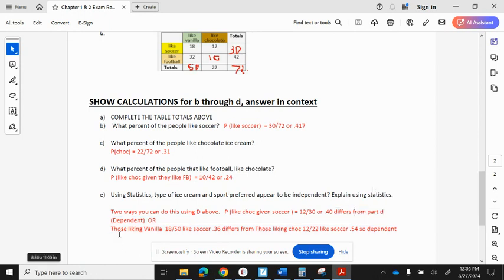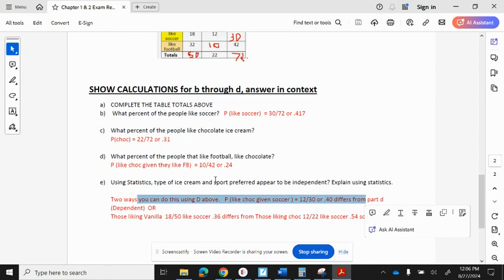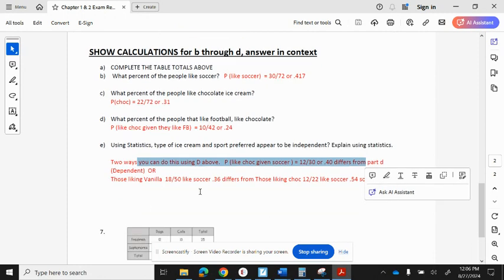Another one is you could say those liking vanilla, 18 out of 50 like soccer. So we're comparing this 18 out of 50 to 12 out of 22 in this one, which is 54%. And those are different. There's a lot of ways you can do it. You could look at the row variable with soccer and football, and that's what I would suggest since you already did that in part D. Many times when I ask a question like that, there's something from the previous answer that you can relate it to. So the first one is probably the easiest because you already have some information on that. And if you just compare like soccer and vanilla, or chocolate in this case, then that would be easier.